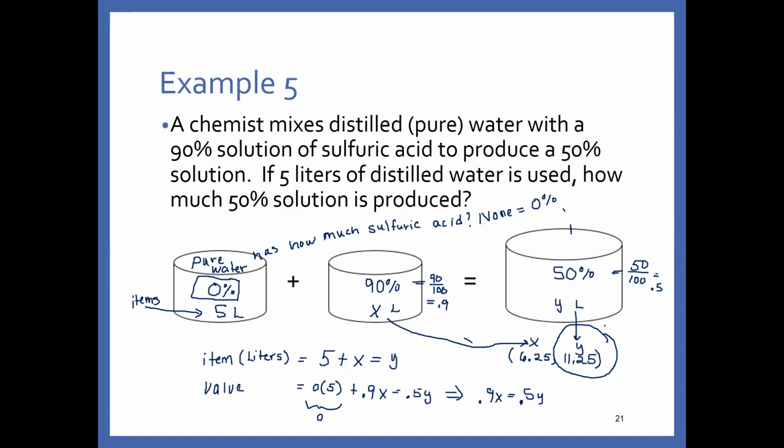I can do a very quick mental check too. If I look at the items, 5 liters plus 6.25 liters definitely equals 11.25 liters. So I have that nice built-in check that I can do to make sure this all works.